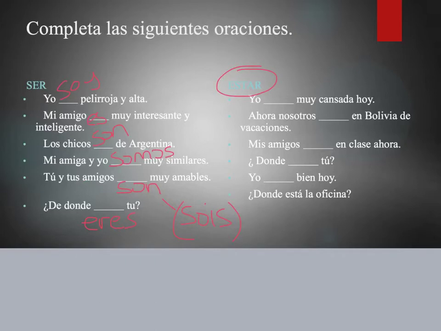Número 1, yo estoy muy cansada hoy. Ahora nosotros estamos en Bolivia de vacaciones. Número 3, mis amigos están en clase ahora. Don't forget your accent. ¿Dónde estás tú? Again, accent. Yo estoy bien. Ok, y el último, ¿dónde está la oficina? It was already there.